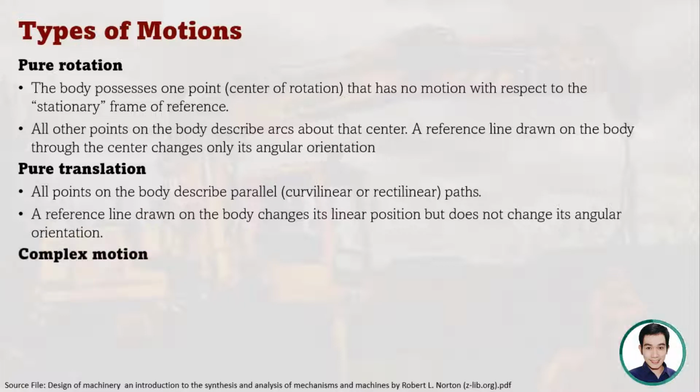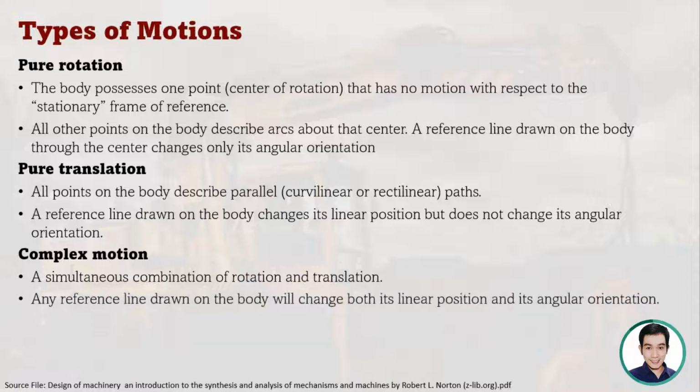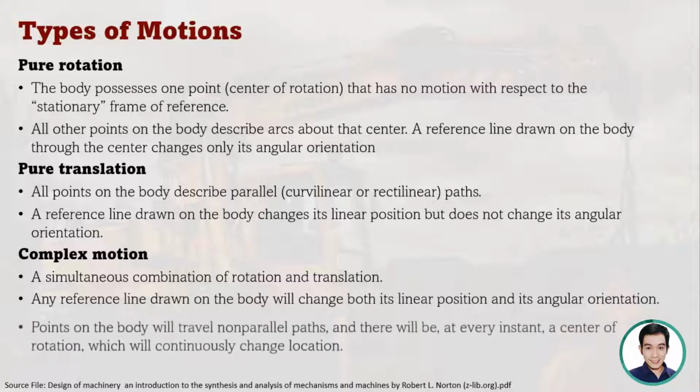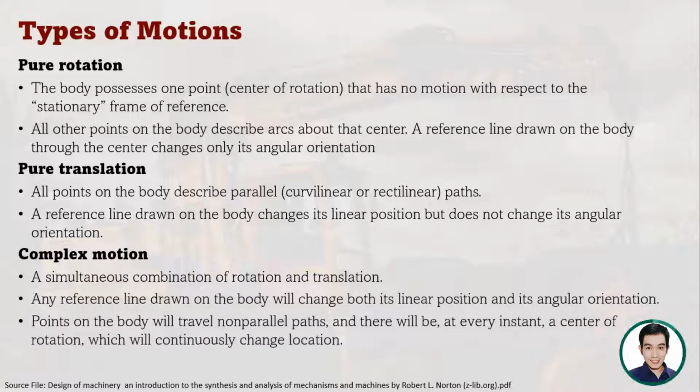Then we have complex motion. In a complex motion, it is a combination of simultaneous rotation and translation. Any reference line drawn on the body will change both its linear position as well as angular orientation. So you can see here, points on the body will travel non-parallel paths, and there will be at every instant a center of rotation which will continuously change location. An example for this is the wheel of your bicycle, for example.